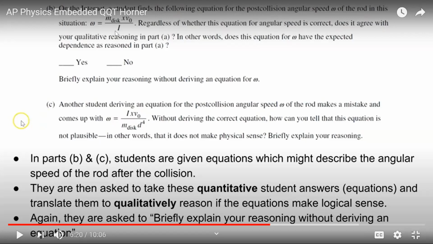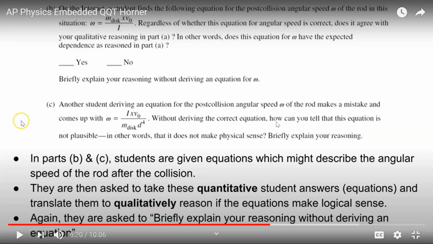I thought that they were both asking you to refer back to A here, but in actuality, you're just disproving this using your reasoning. So this doesn't make physical sense because D is in the denominator and it's raised to the fourth power. Okay? Does that answer your question?